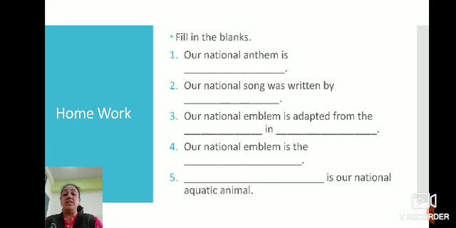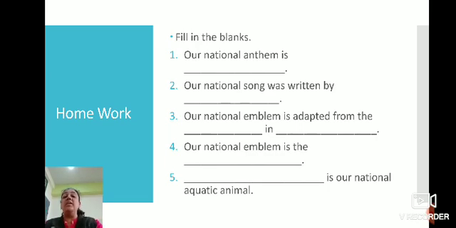So what is our national anthem? Who will tell me? Just think. Very good. Jana Gana Mana is our national anthem. Everyone, you have to write it in your textbook in the exercise. Okay? Very good. So, our national anthem is Jana Gana Mana.